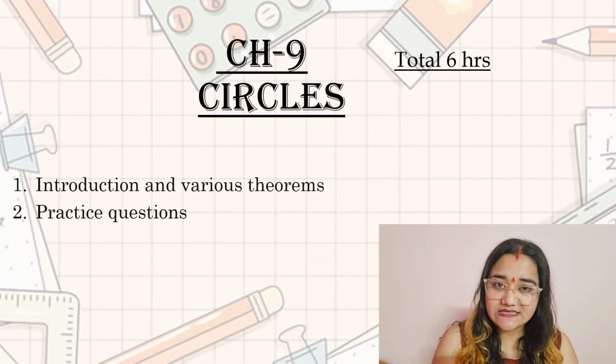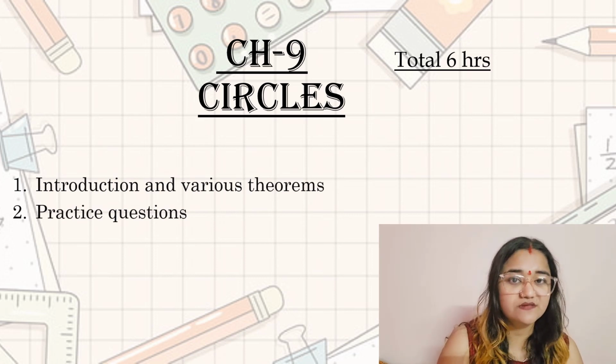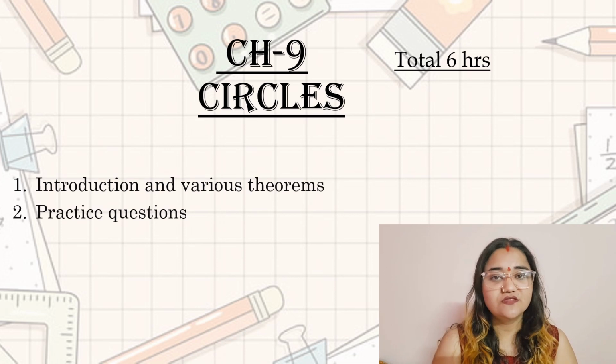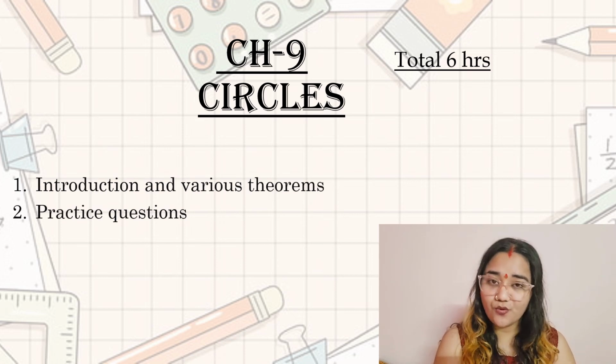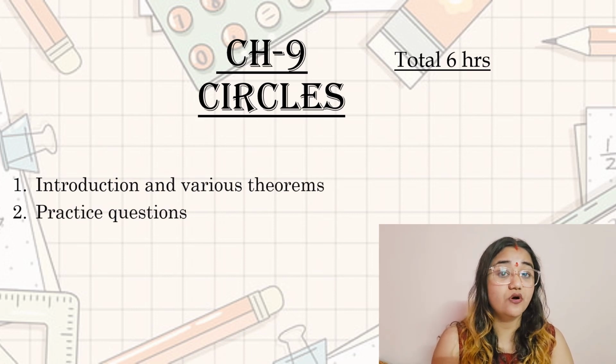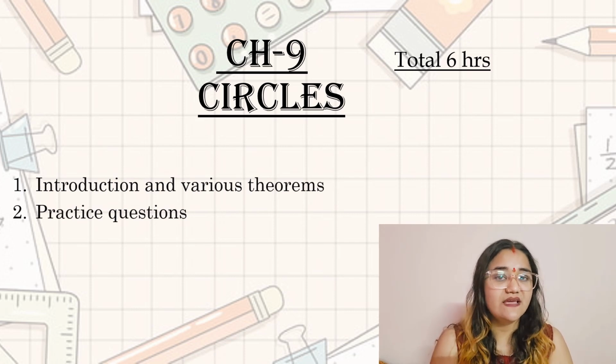Chapter number 9 is circles. In this chapter, we have a humongous amount of theorems, around 11 theorems, but most of the theorems are converse of each other. So this chapter is a little bit lengthy, a little bit tough, because it is a new concept. Circles, we don't deal with circle that much regarding the theorem concept. So this will take us around 6 hours.